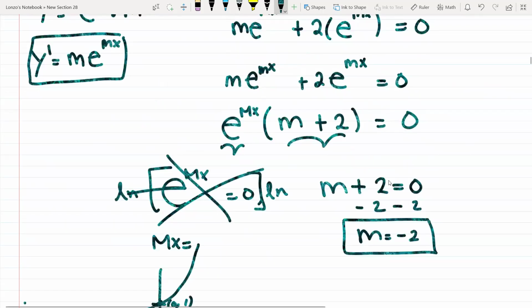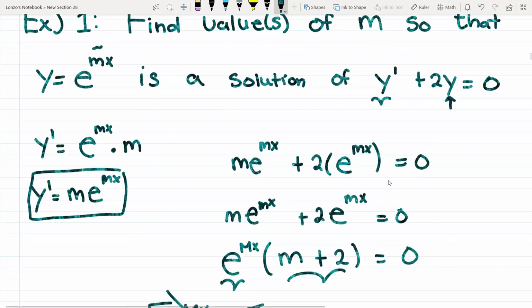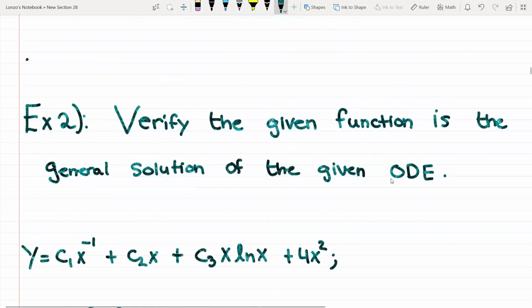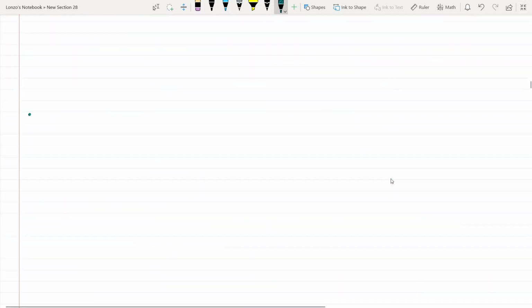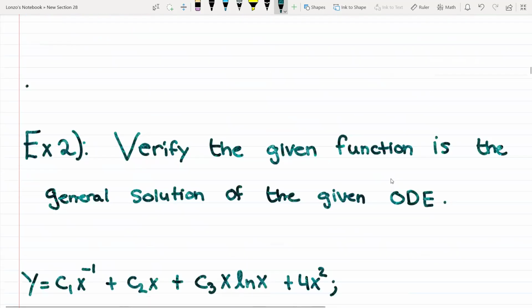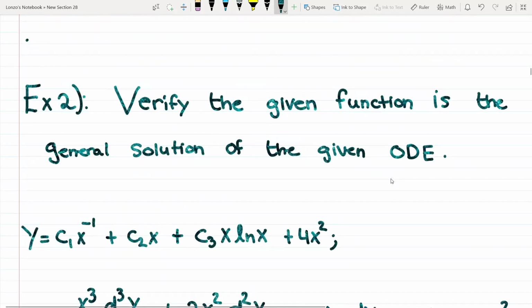Okay, so that we did that one. Now let's move on to example 2. Example 2 says verify the given function is the general solution of the given ODE.